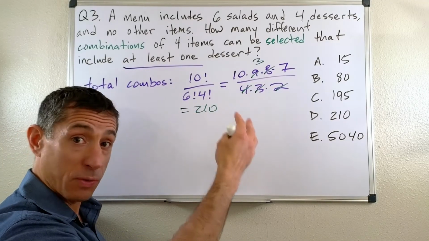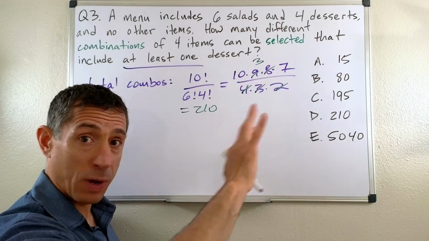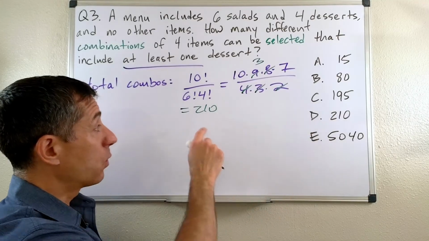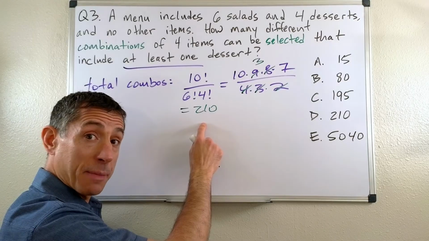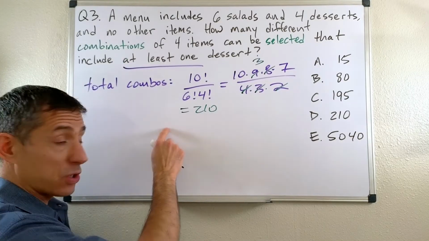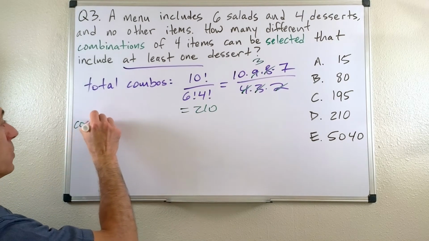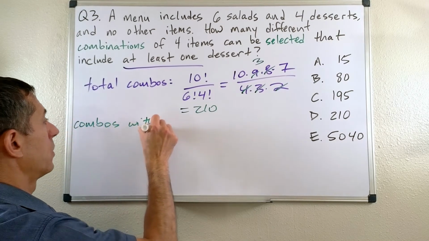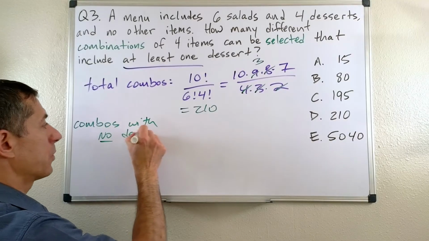Could be 4 desserts, could be 3 desserts, could be 2 desserts, could be 1 dessert. I don't want to calculate all 4 of those things. What I can do instead is say, here's my total combinations. I'm going to subtract out the combos that have no desserts. So combos with no dessert, the ones that make me sad.